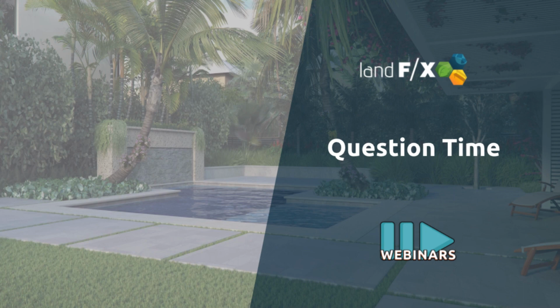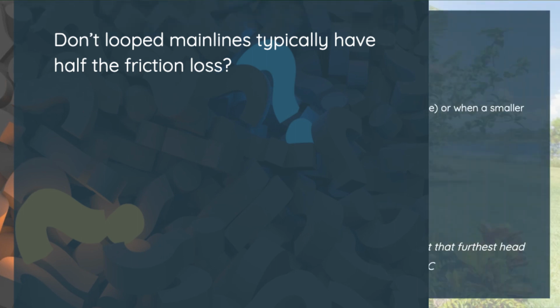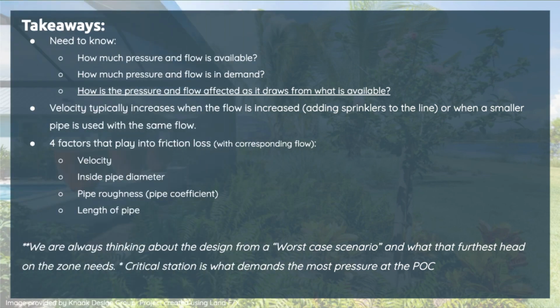Okay, we definitely had a great question on looped main lines. Just saying, well, don't looped main lines typically have like half the friction loss? And I was saying, well, kind of depends, because with a loop system, you have more pipe, and a lot of times they do a looped main line to be smaller pipe sizes. So in fact, very commonly, a looped system can actually have more friction loss.